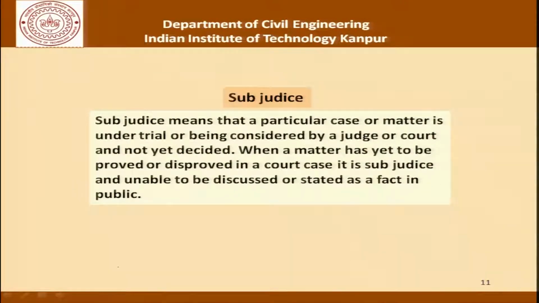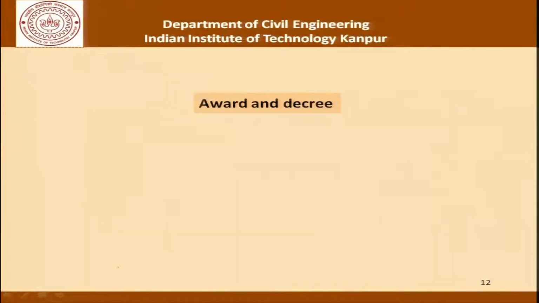Then we come to some simple terms such as sub judice. Now, sub judice means that a particular case or matter is under trial or is being considered by a judge or court and has not been resolved. This has certain implications in terms of the fact that when a matter has yet to be proved or disproved in a court, the case is considered to be sub judice and should not be discussed or stated as a fact in public. What is the difference between an award and a decree, for example?